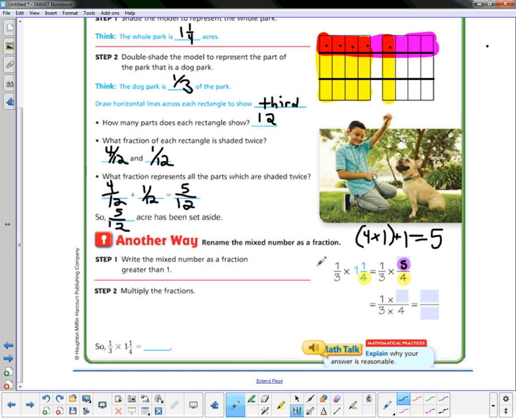Now we're not done though, because we still have to multiply. And that's why we've got 1/3 times 5/4. And we are just going to move this down here. Multiply straight across. 1 times 5 is 5. 3 times 4 is 12. And there's our answer, 5/12.